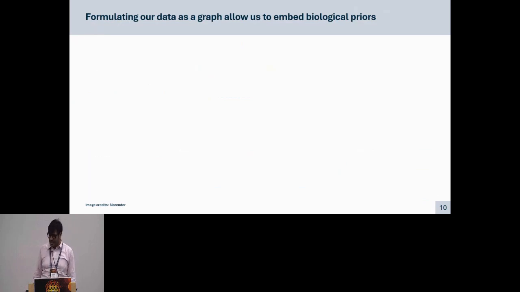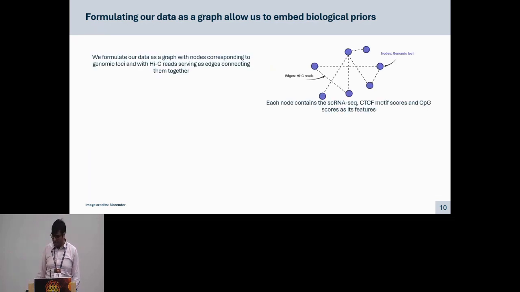The last major challenge of working with single cell RNA-seq is that single cell RNA-seq is inherently sequential data, and it abstracts away the structural mechanics of chromatin. And so as a solution, we model our data as a graph that has genomic loci as nodes, and the Hi-C reads from the bulk Hi-C contact map serving as edges connecting those nodes together. Moreover, each node in this graph has single-cell RNA-seq expression, CpG scores, and CTCF motif scores serving as its features.